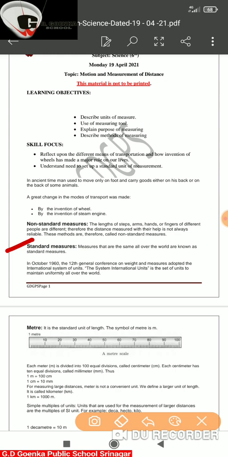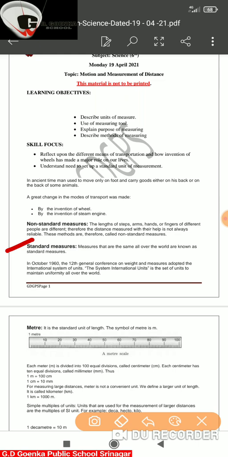But in the 1960s, scientists from all over the world, for the sake of uniformity, adopted an internationally acceptable system of standard units, right? And this is what we call the SI system. This SI system has the units for measuring length, mass, time, etc. And these units remain the same throughout, or we can say globally, worldwide, right?